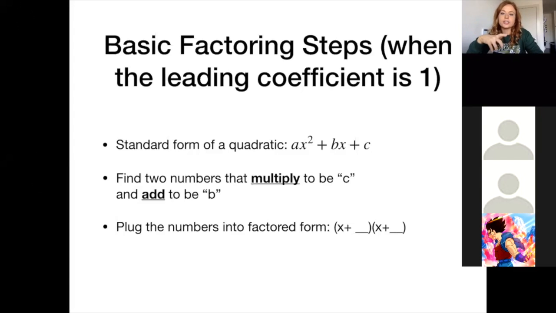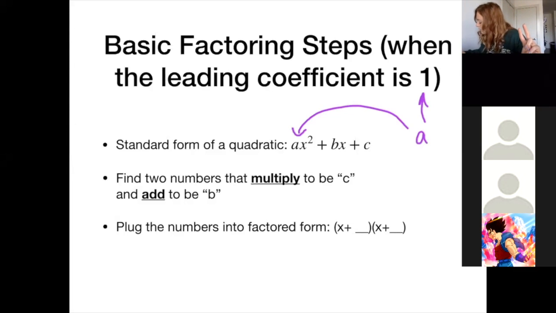So our basic factoring steps when our leading coefficient is 1, so only whenever it just has that x squared. We have to remember that our standard form is ax squared plus bx plus c, okay? So it's whenever this a is 1. Then we're going to find two numbers that multiply to be c, but add to be b. Okay, so that's step 2.